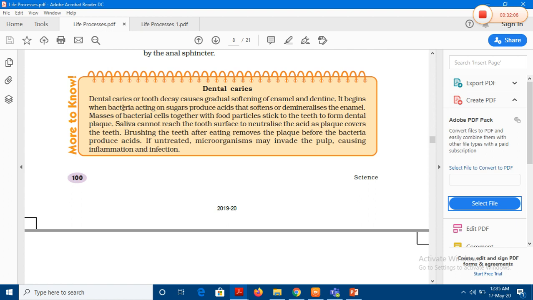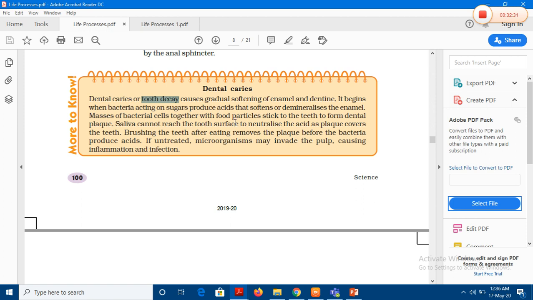So what are dental caries? Basically, dental caries is tooth decay. The degradation and the decaying of the teeth, softening of the gums, gradual softening of the enamel, the tough white exterior that you have, and the dentine. And how does that happen?